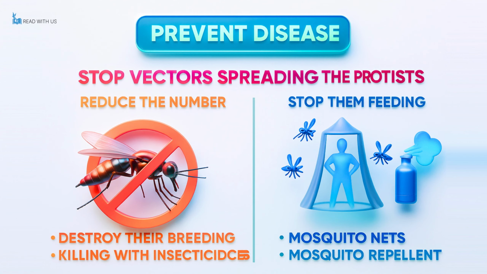The best way to prevent malaria and other diseases caused by protists is to stop the vectors from spreading them in the first place. For example, we could try to reduce the number of mosquitoes in a region by destroying areas of standing water where they breed, or by using insecticides, which are chemical sprays that kill insects. Alternatively, we can use physical protection methods like sleeping under mosquito nets or applying mosquito repellent creams or sprays to our skin to prevent mosquito bites altogether. All of these strategies are important tools in the ongoing effort to control diseases caused by both fungi and protists.